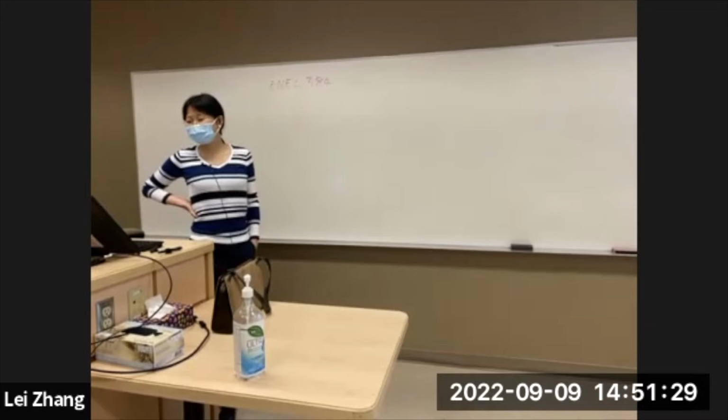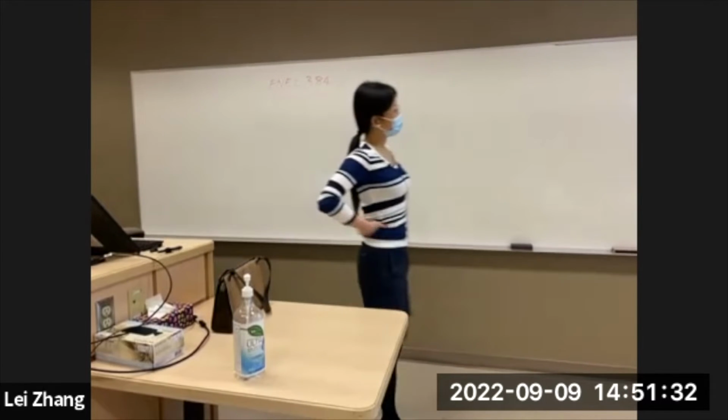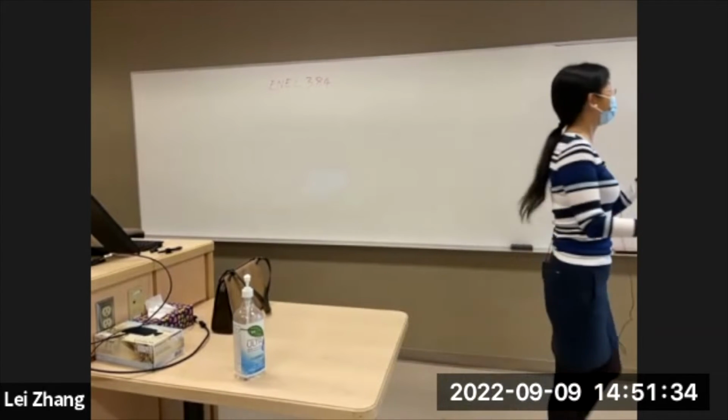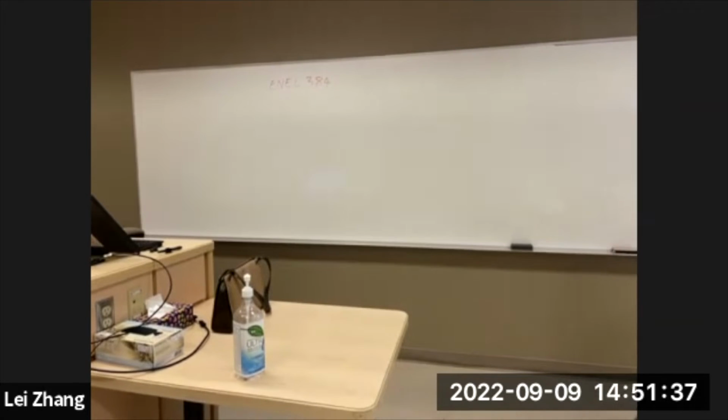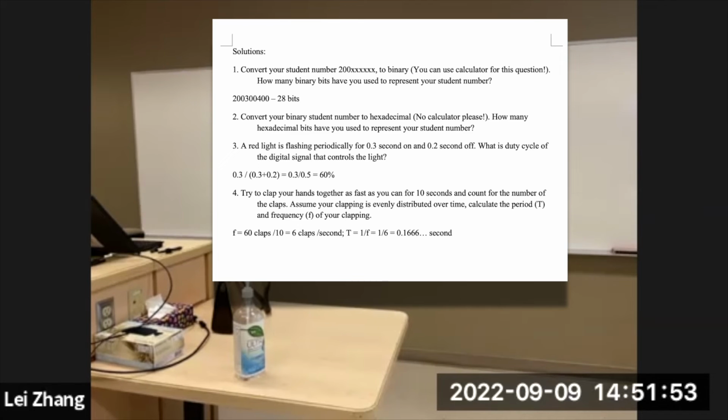So convert your student number. We should all start with a 0, 2 0 0 3 0 0 4. So something like that. I just use a very simple one. To convert that into binary, how many bits do you have? The number of bits we got should be 28 bits. Hopefully you all get it.